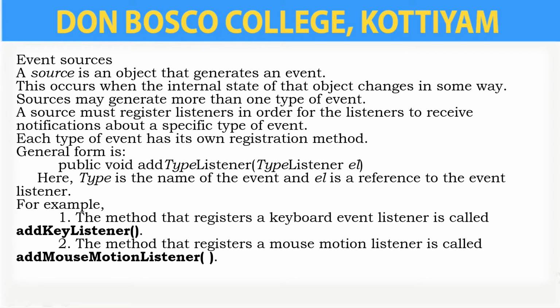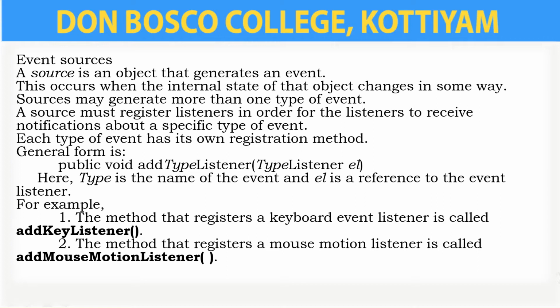Each event is associated with an event source and an event listener. Event source refers to the object that is responsible for generating an event, whereas the event listener is the object that is referred to by the event source at the time of occurrence of an event. A source is an object that generates an event. This occurs when the internal state of that object changes in some way. Sources may generate more than one type of event.